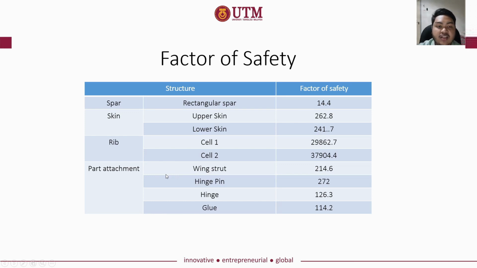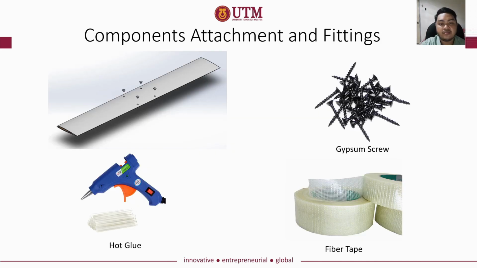Here is a summary of the effective factor of safety for the analysis. For all structures, the value of the effective factor of safety is more than 1. Thus, it is assumed that all structures within the wing are safe to operate.